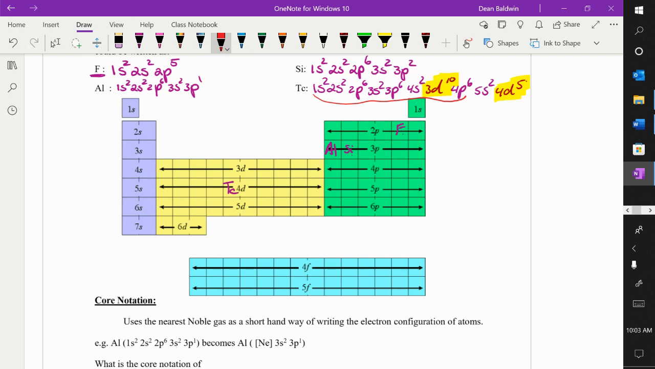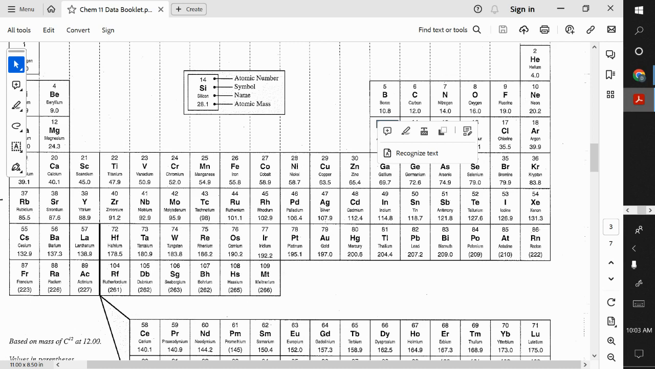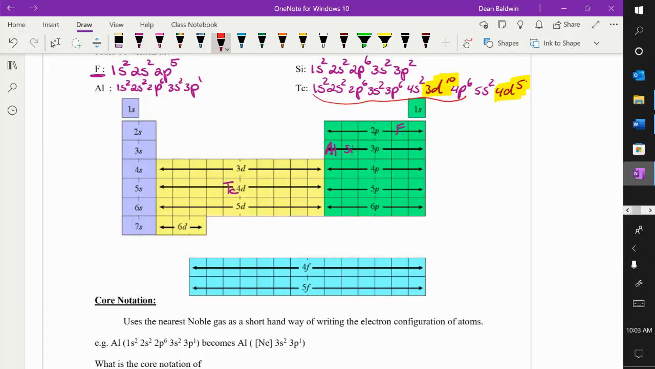If you're going to write Tc, where's Tc? Right there. The nearest noble gas is krypton. So you would write krypton in brackets like that, and then just write 5s2 4d5, which makes it a lot easier.